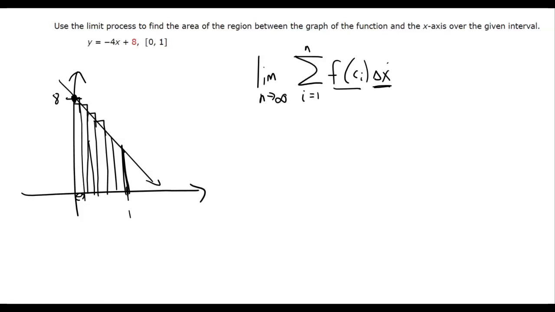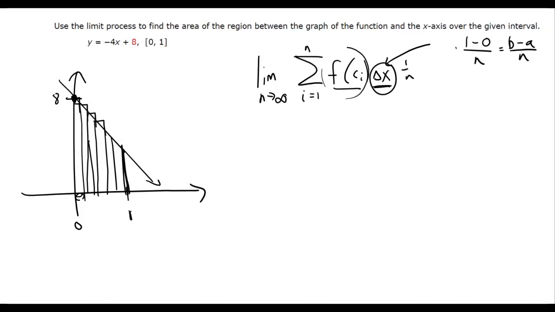All right, so I like to start with delta x. What's delta x? Well, your interval length is 1. We have a little formula for that. That would just be the upper x bound minus the lower x bound divided into n equal subintervals. In this case, that's 1 minus 0 divided up into n equal subintervals. So that's 1 over n, that's delta x. This guy right here is going to be 1 over n.